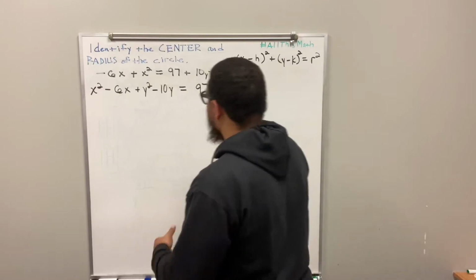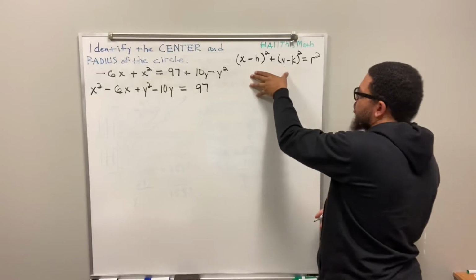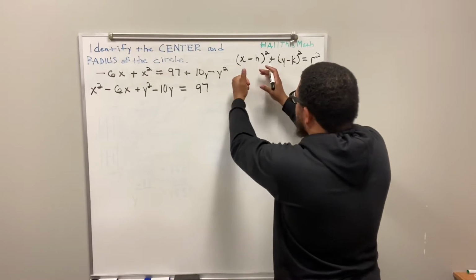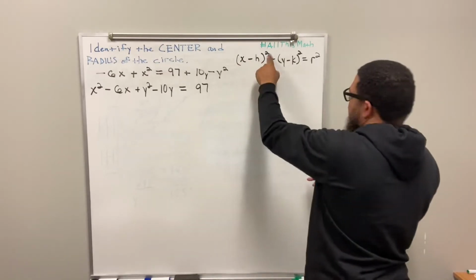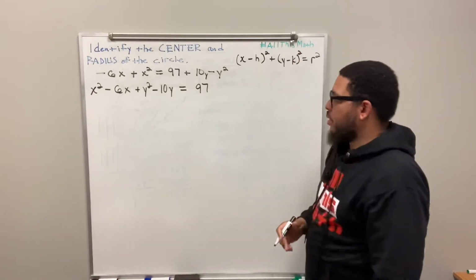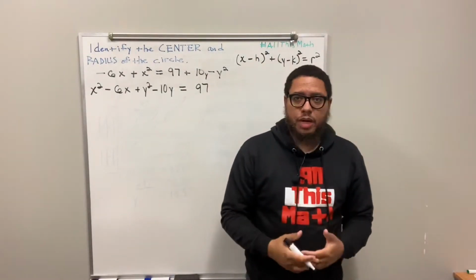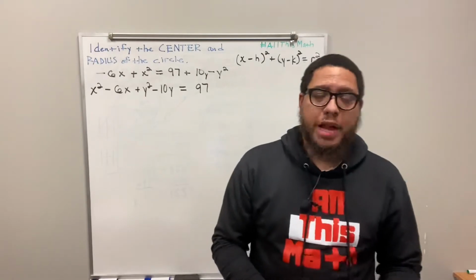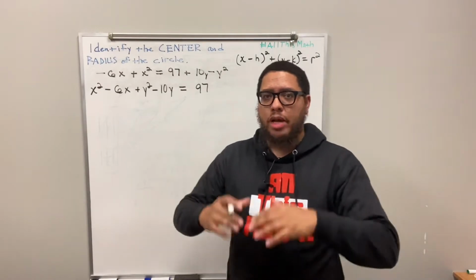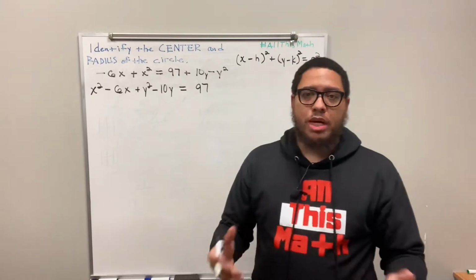Now I want to put this into the standard form of an equation of a circle. So I need a binomial that has x in it, raised to the second power, and a binomial that has y in it, raised to the second power. We're going to have to do something called completing the square. If you need a refresher on how to complete the square, I have a video on the All This Math page. You can scroll through the videos and find where I go into great detail on how to complete the square as a method for solving quadratic equations.